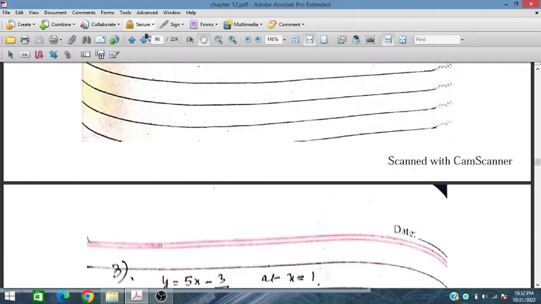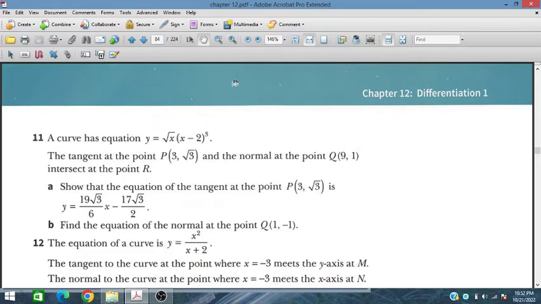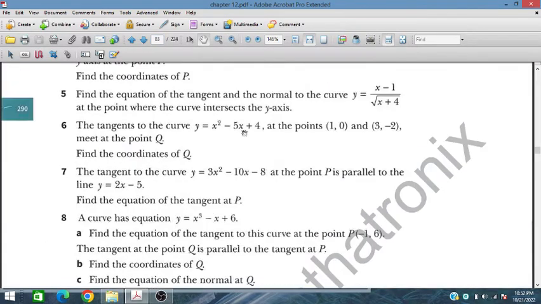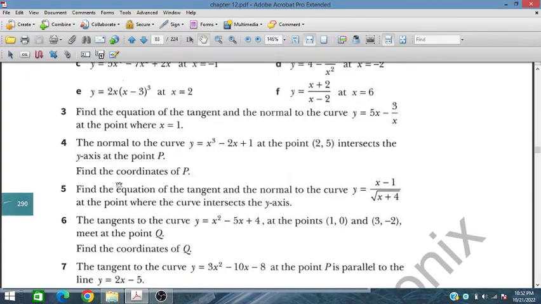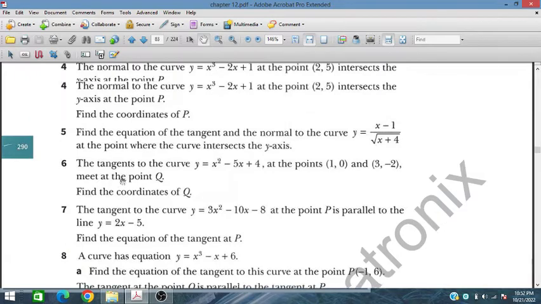Now let's move to the next one. Problem 2 has been covered, where we found the equation of tangent and normal. Let's solve the problem number 4.